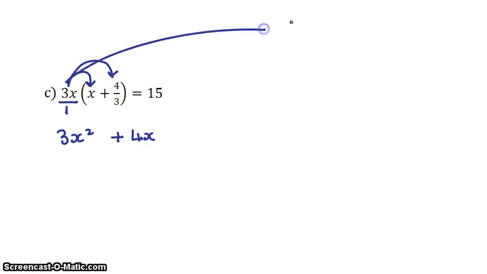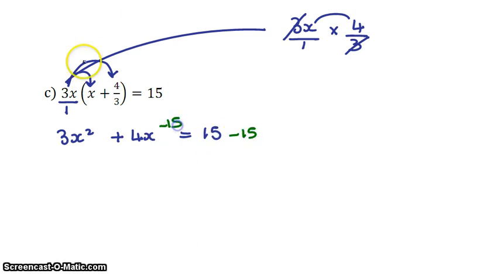Let me just do that a bit more slowly. So it's 3x over 1 times 4 over 3. So I'm saying 3 goes into itself once, and I just get 4x over 1. And that equals 15. And now it's a straightforward equation. I would minus 15 from both sides in order to get one side equal to 0. So I get 3x squared plus 4x minus 15 equals 0.